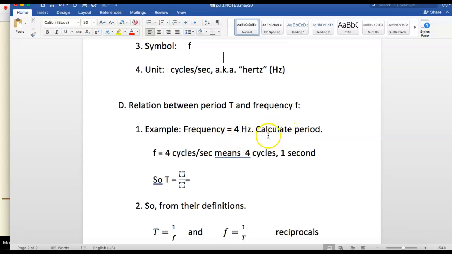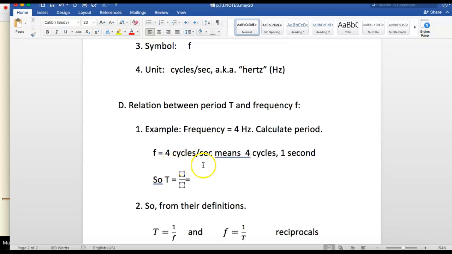Now you may think, wait a second, to find the period I need a time and a number of cycles. And all I've got here is 4 hertz. Okay, well, frequency equals 4 hertz. 4 hertz means this, 4 cycles per second. And you may still feel like, wait, I only have one number. I only have a 4. But to do a calculation of period, I need 2 numbers. I need a number of cycles and a time.